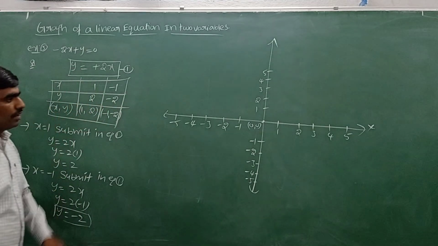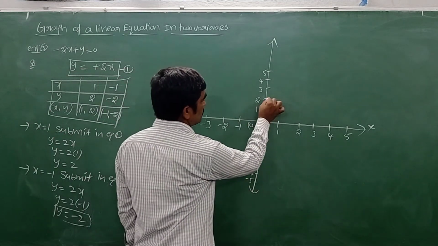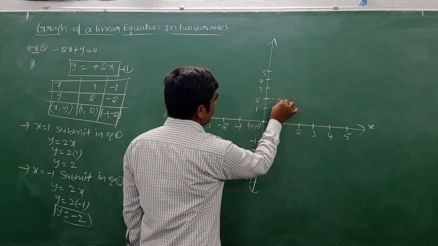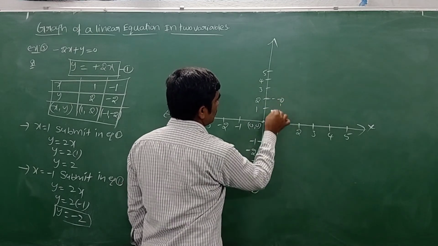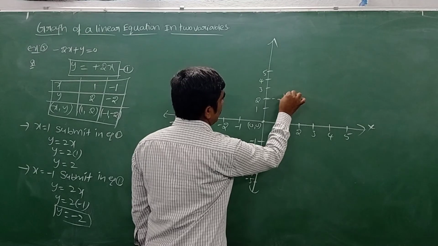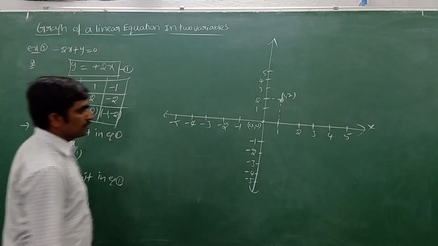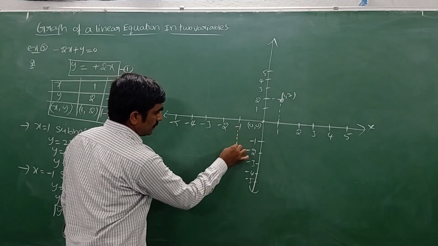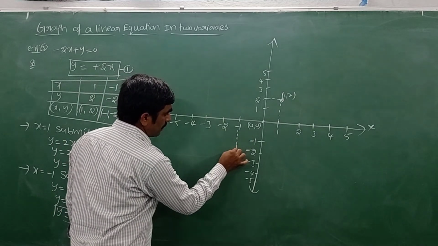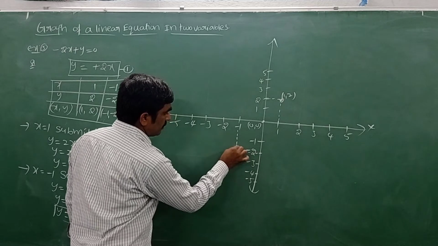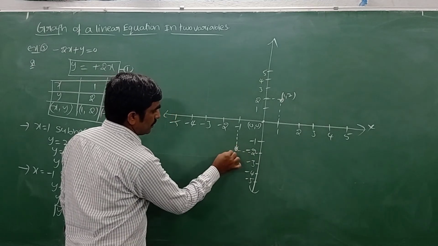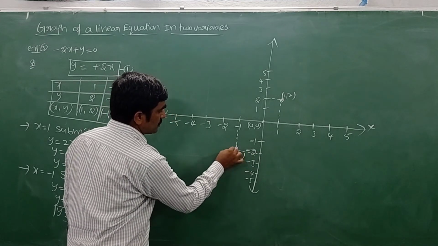Now let us look at these points. 1, 2: on x 1, on y 2. Here you can see the point which is 1, 2. Next, on x -1, on y -2. On x -1 here, and on y I can see -2 here. So where will they be? At this point they will be. Here you can write -1 comma -2.